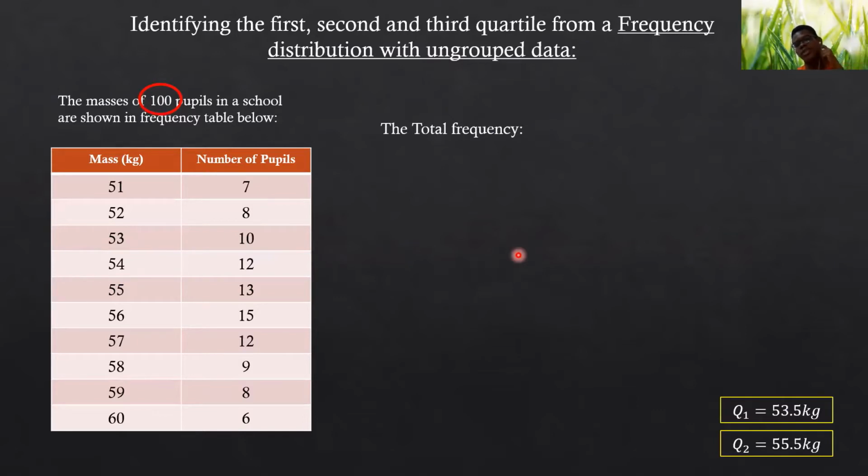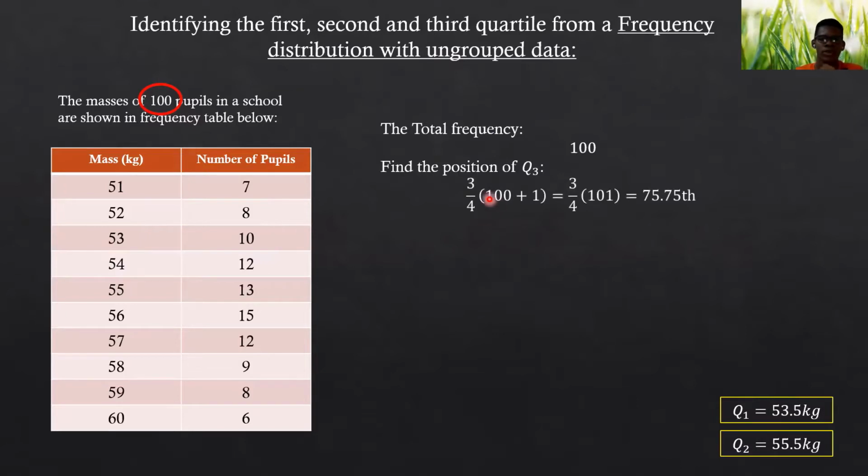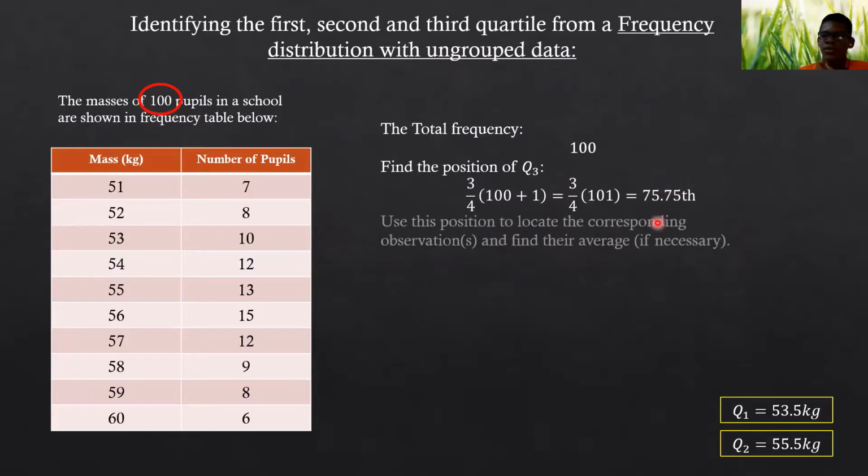Again, let's do the same thing. The total frequency is 100. N is equal to 100. But now we're going to find the third quartile. Same thing as before, but this time the formula is a bit different to get the quartile position. The third quartile position is 3/4 (100 plus 1), and that is 75.75. So now we're going to add until we reach a value either equal to or more than 75.75.